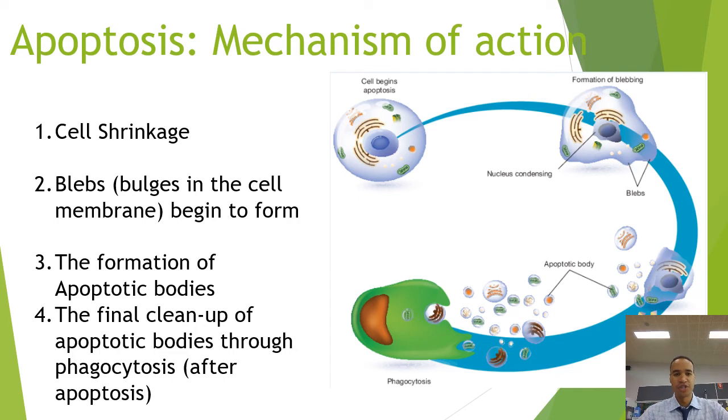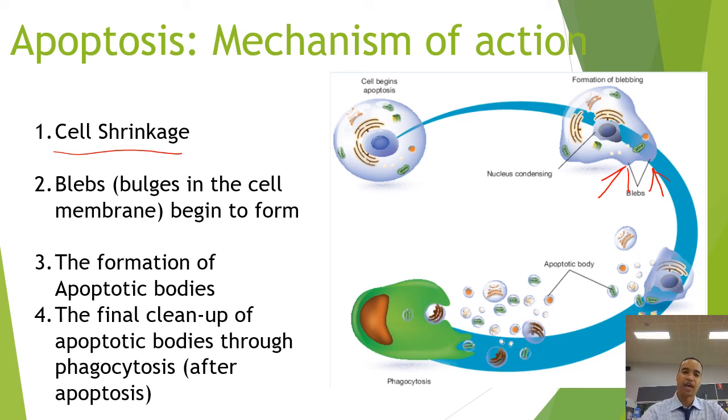Okay, so finally, we'll look at the mechanism of action for apoptosis. This is how it actually occurs. Once that intrinsic or extrinsic pathway has been activated, the cell receives the signal that it needs to undergo programmed cell death. The first step is that the cell will start shrinking. Our cell will get smaller and smaller, and we'll have blebs forming. You can see in this picture some blebs forming, and these are protrusions or bulges in the membrane of the cell.